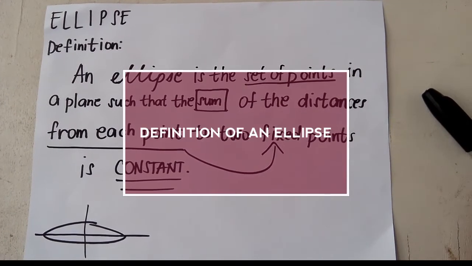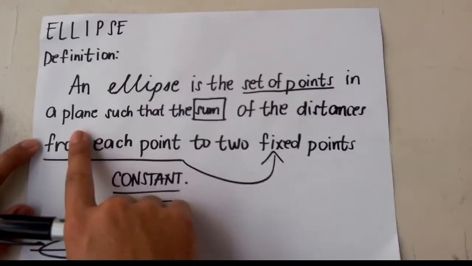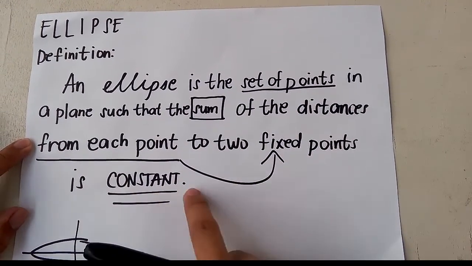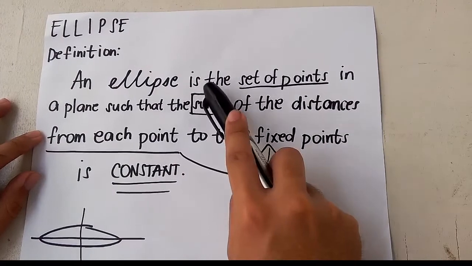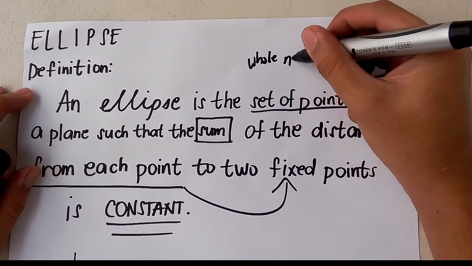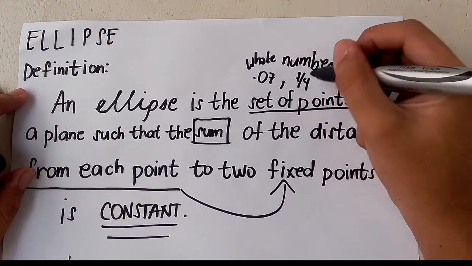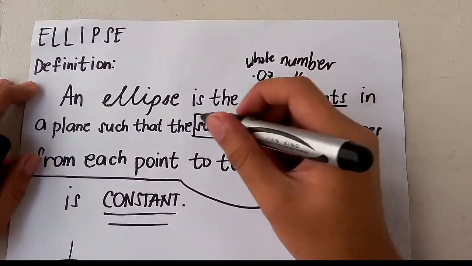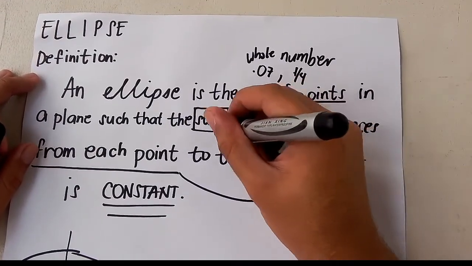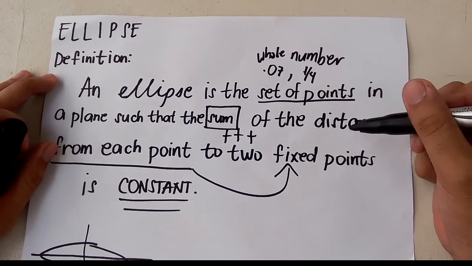So what exactly is an ellipse? By definition, it is the set of points in a plane such that the sum of the distances from each point to two fixed points is constant. So let's review it. An ellipse is the set of points. It's not exactly a whole number. It can either be a decimal or a fraction. In a plane such that the sum, we all know that the sum involves addition. So plus plus plus. So addition will be the star operation in finding out the values of an ellipse.